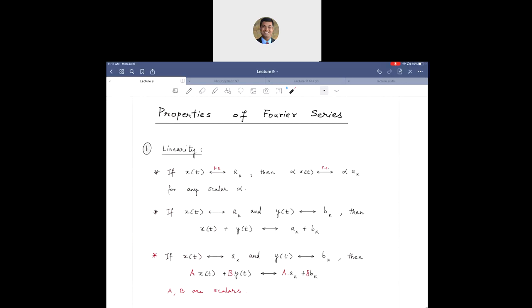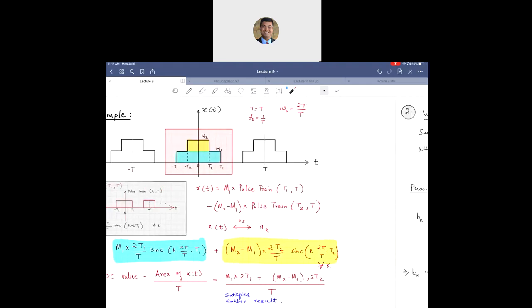But linearity is a consequence of the Fourier series definition. So linearity can apply everywhere. It's not limited to pulse trains. All right, let's move on here.